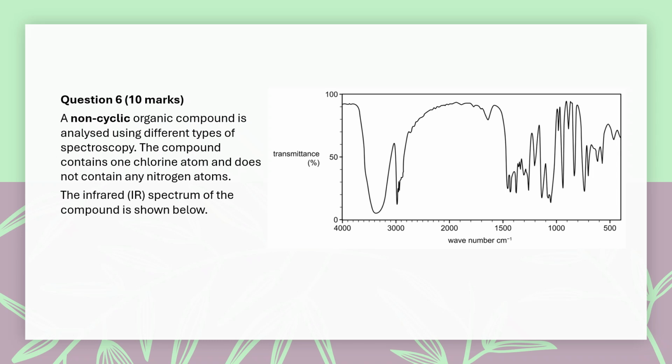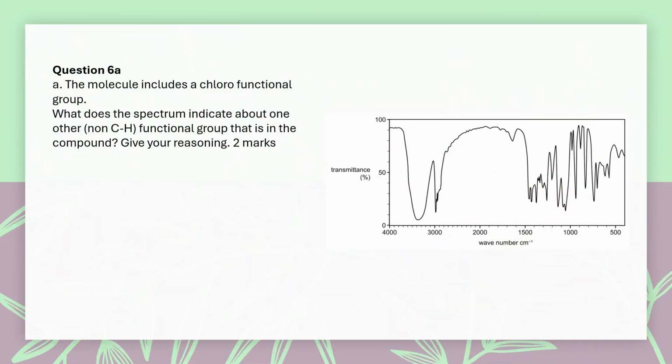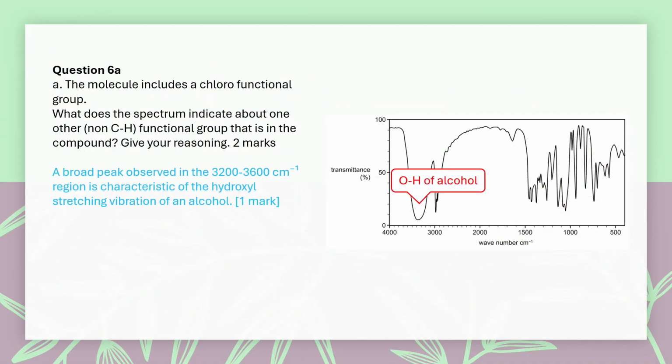What's key about this organic compound is its non-cyclic structure, combined with the presence of a single chlorine atom and the complete absence of nitrogen. The infrared IR spectrum of the compound is shown here. A broad peak observed in the 3200 to 3600 per centimeter region is characteristic of the hydroxyl stretching vibration of an alcohol. This indicates the presence of an alcohol functional group in the compound.